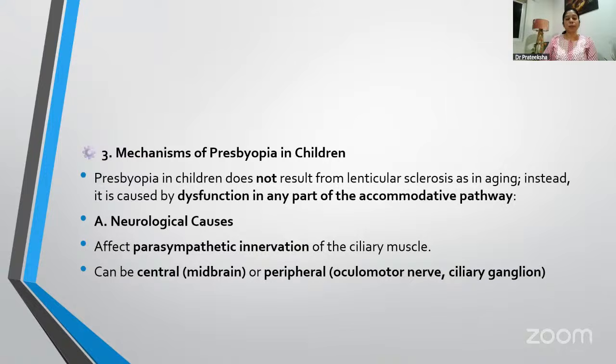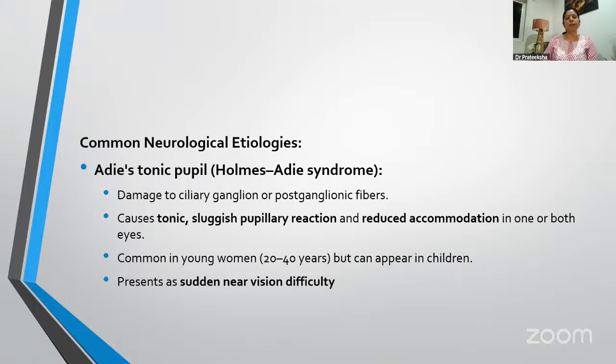What are the mechanisms of presbyopia in children? Presbyopia in children does not result from lenticular sclerosis as in aging. Instead, it is caused by dysfunction of any part of the accommodative pathway, like neurological causes, which affect the parasympathetic innervation of the ciliary muscle. It can be central, in the midbrain, or peripheral, like the oculomotor nerve or ciliary ganglion.